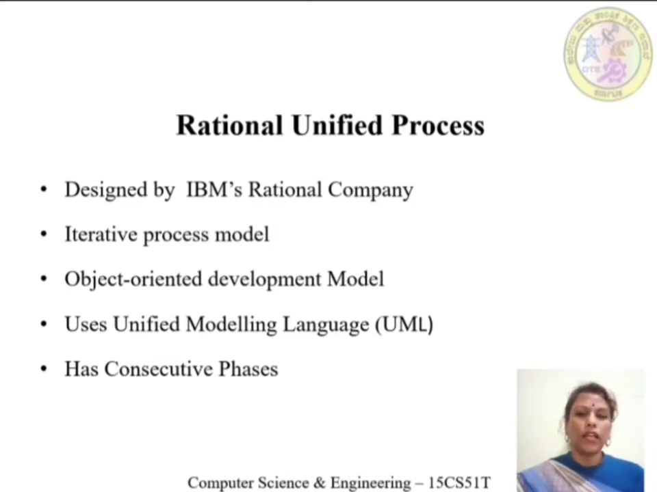Next, Rational Unified Process has consecutive phases. That means RUP has sequential phases. Here RUP has 4 phases, and after the completion of the previous phase only, the new phase or the next phase is going to be executed. Here no phases are going to be executed in parallel. That is the meaning of consecutive phases.